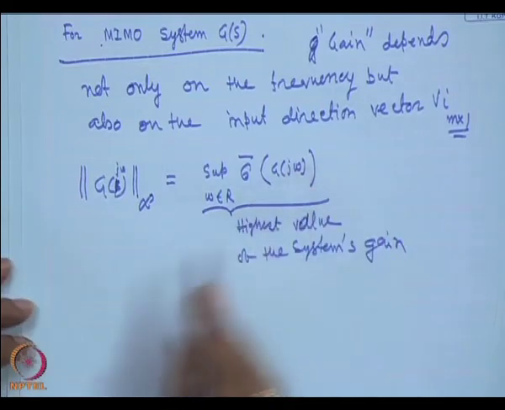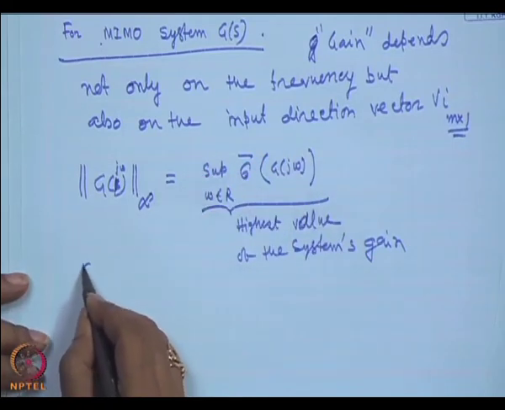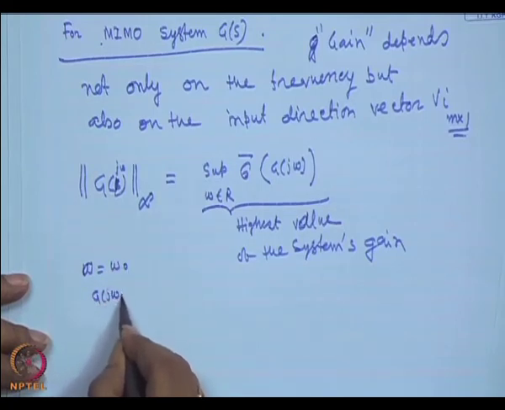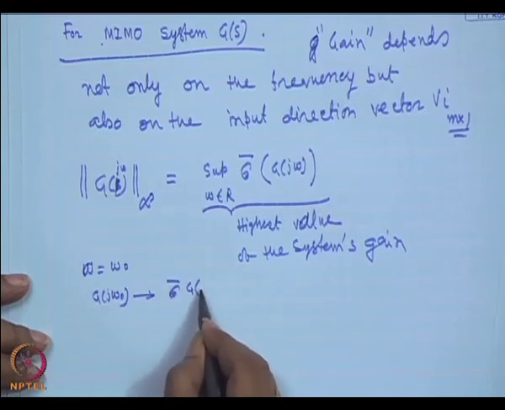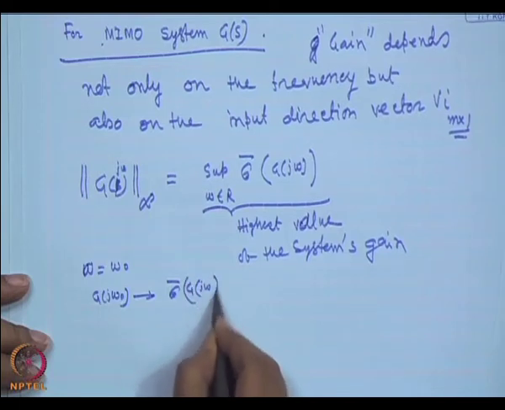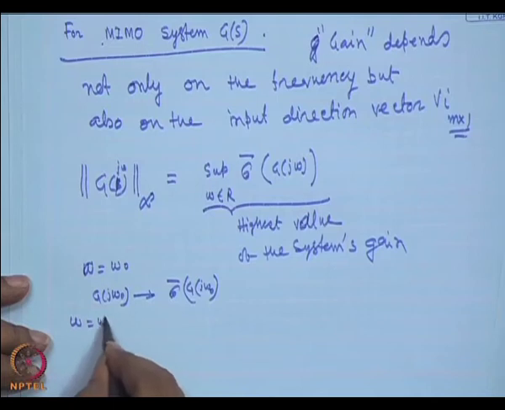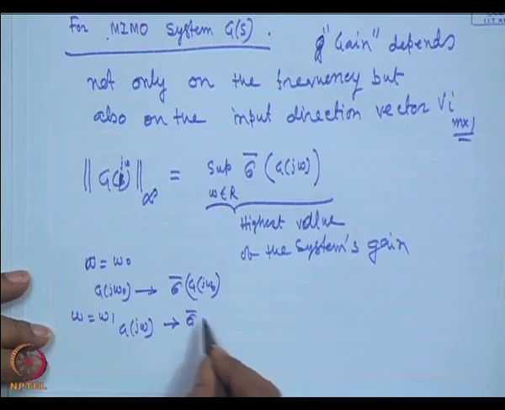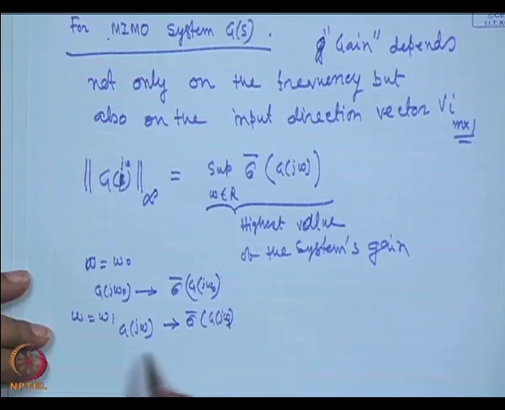Let us call omega equal to omega 0. Then I will find G(j omega 0), and for this one I will find the maximum singular value of G(j omega 0). Next, omega equal to omega 1: I will find G(j omega 1) and its maximum singular value, and so on.